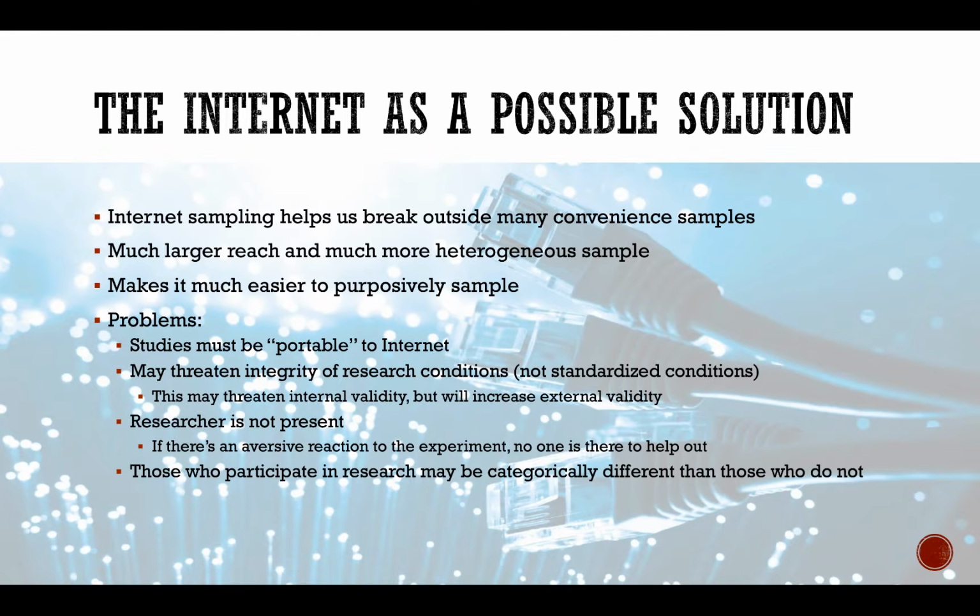The internet as a possible solution. So there are some advantages of internet sampling and doing experiments on the internet. The internet breaks outside many of the problems associated with convenience sampling. So you have a much larger reach and a much more heterogeneous sample, which makes it a whole lot easier to purposively sample. But there are some problems with it.